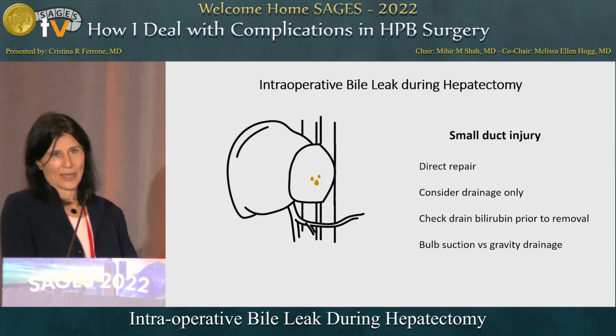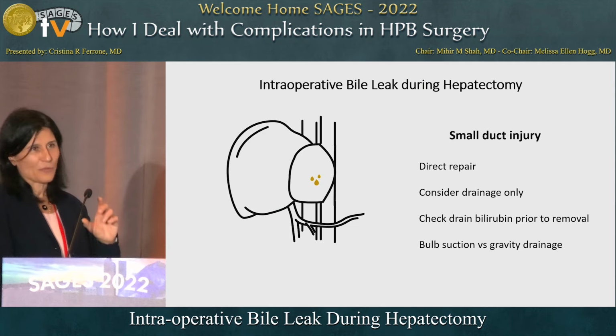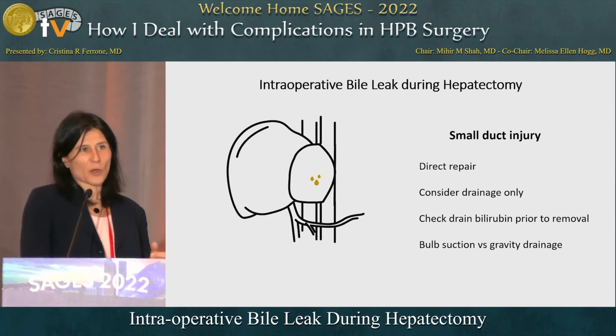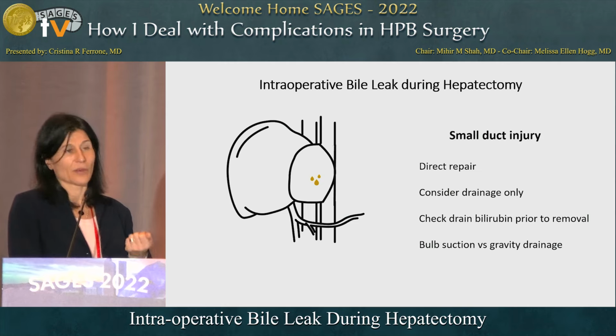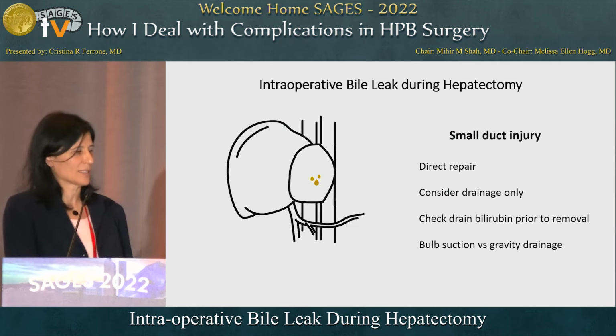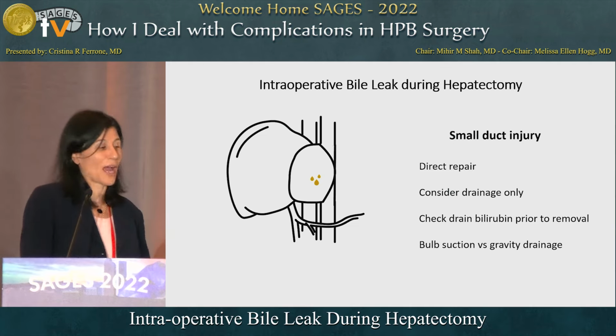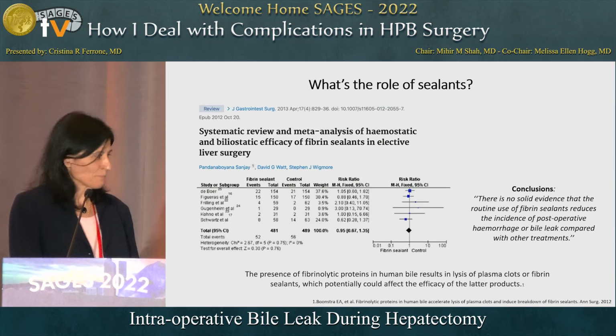And there's always a debate about bulb suction versus gravity. And I can tell you, Murray Brennan sort of put it into my head about if you put a bulb to suction, you're creating a fairly large negative pressure system, right? And bile flows in the path of least resistance, just like the pancreatic fluid flows in the path of least resistance. So I am a proponent of gravity drainage over bulb suction.